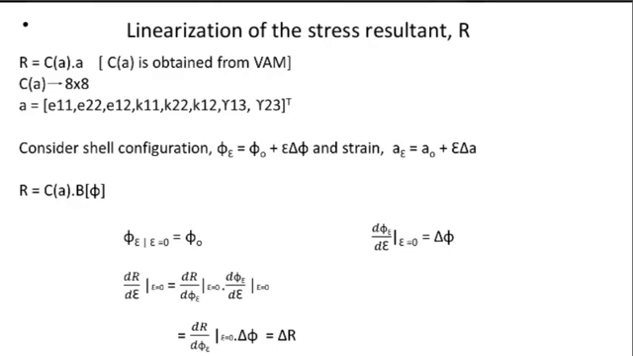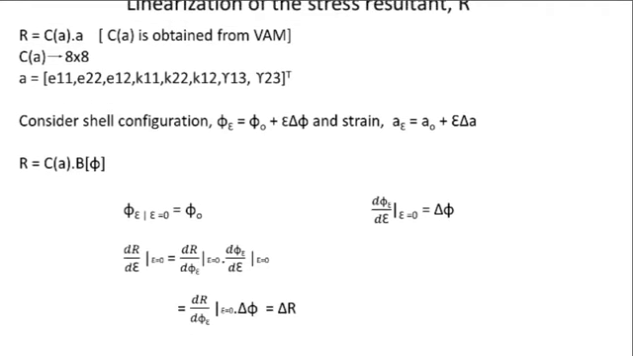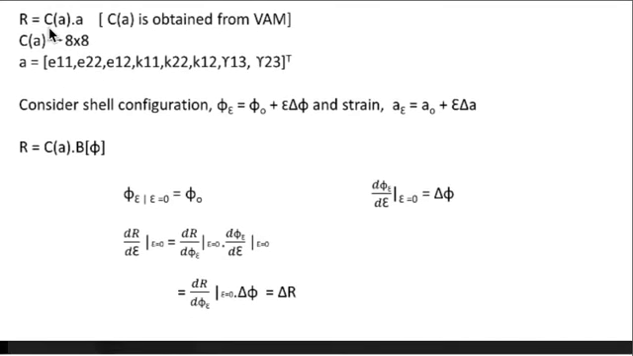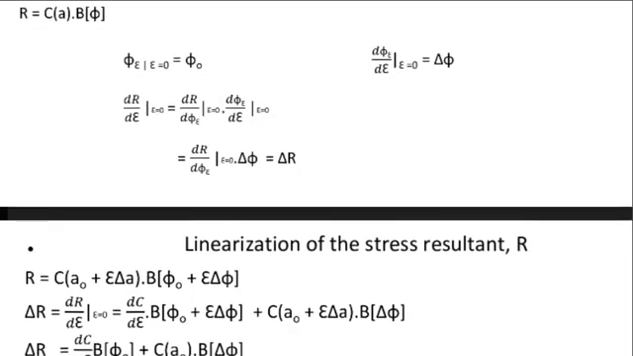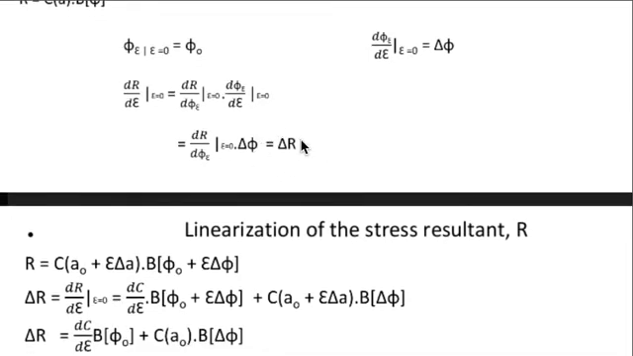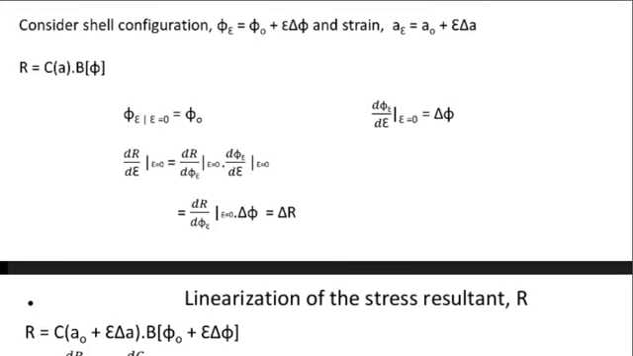So now C, your stiffness matrix, is a function of strains. So this we have to keep in mind. Now what we want to do is, in order to calculate delta r, we want to find dr by d epsilon. Means in the expression of r, which is this C of A times A, first we will substitute A in terms of epsilon. A epsilon is equal to A naught plus epsilon delta A, and then we take the derivative with respect to epsilon.